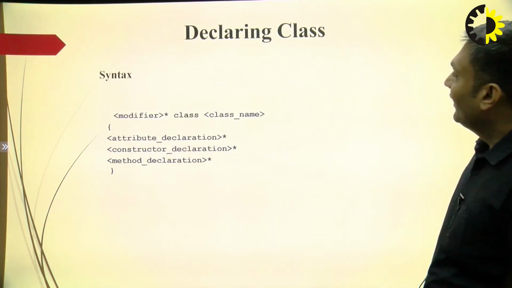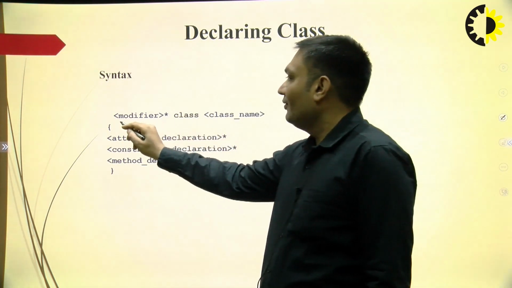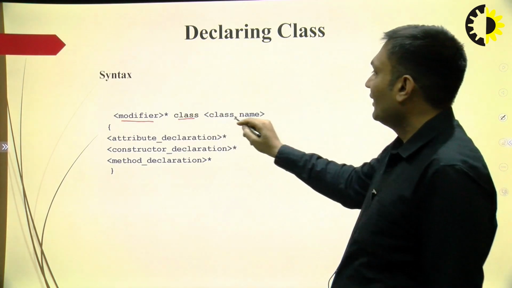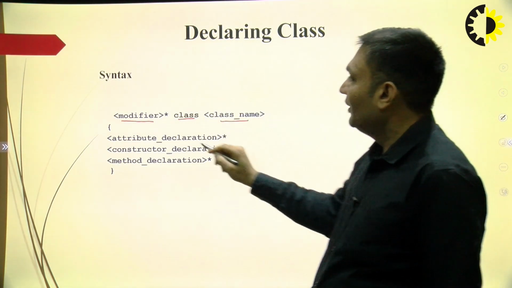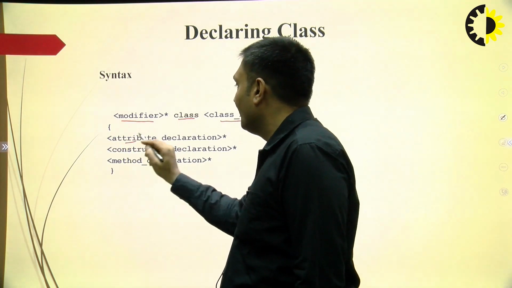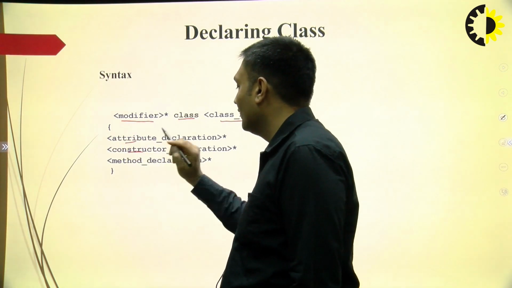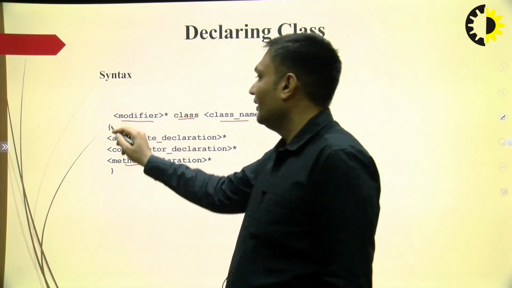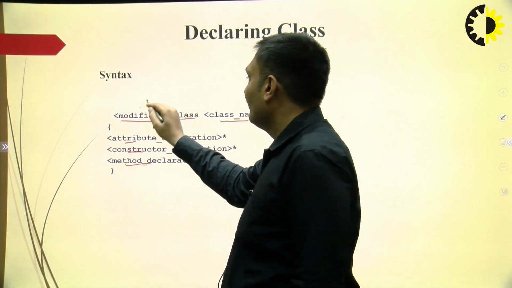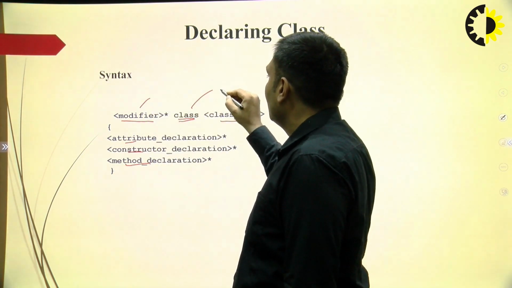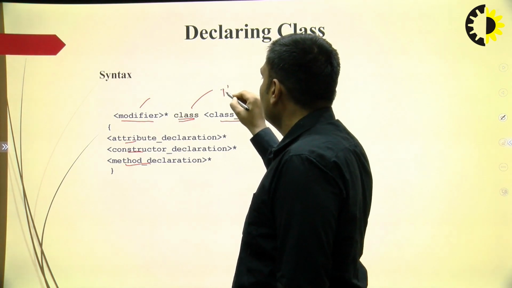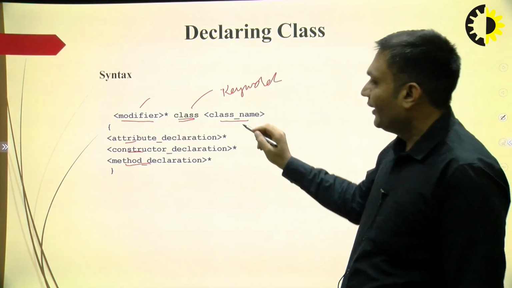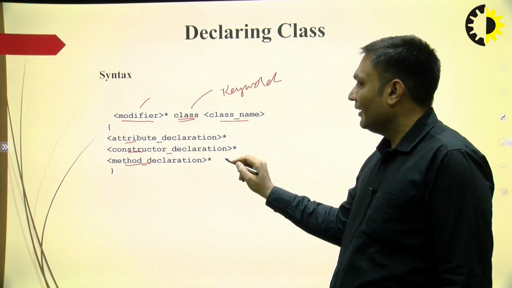Now let's see the syntax of a class. Firstly, we will have the modifier of the class, then the class keyword, then the class name, then open curly braces. Then we define attributes, then the constructor if any, and then the methods inside these curly braces. So: the modifier, the class keyword, then the class name, then attributes, constructor, and then methods.